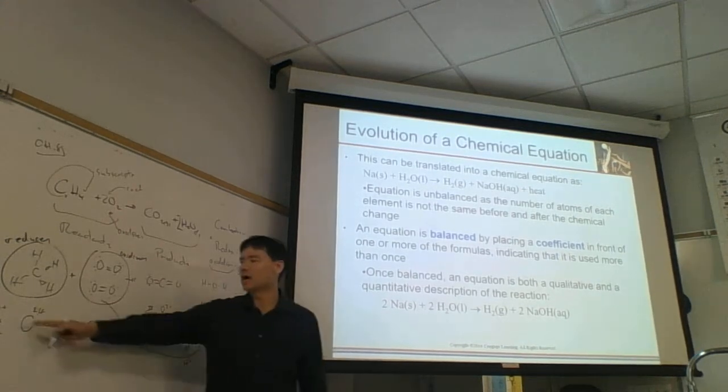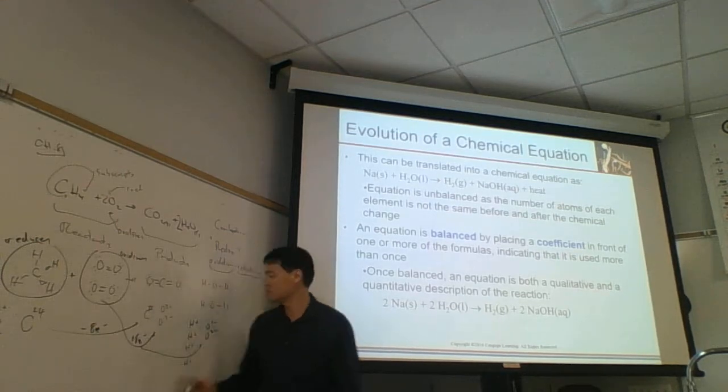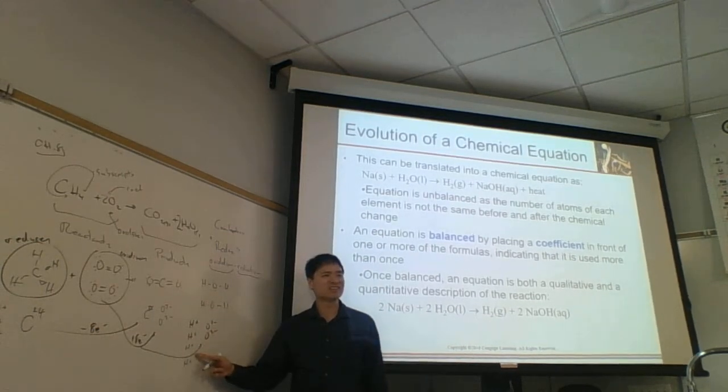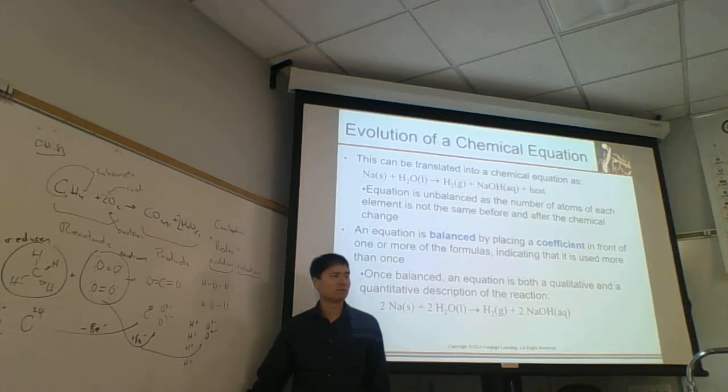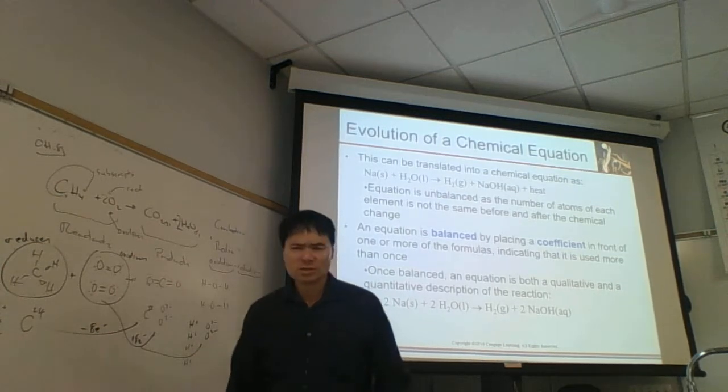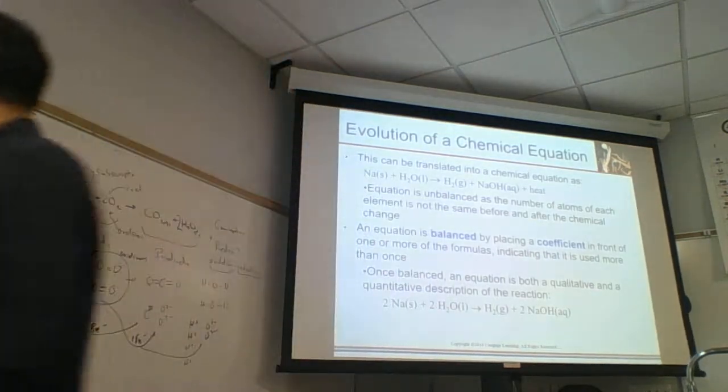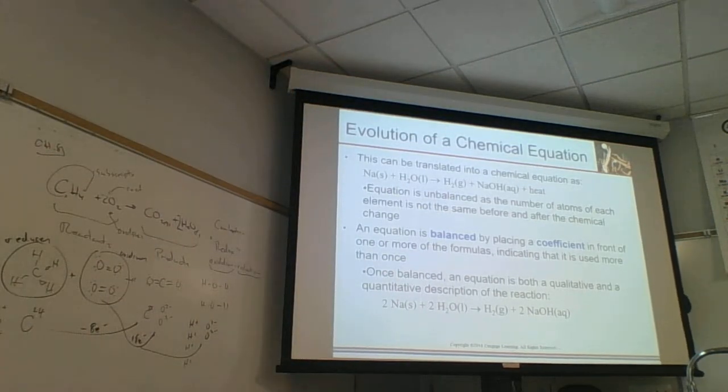Interestingly enough, look at the hydrogens before reaction. Look at the hydrogens after reaction. Did anything happen to the hydrogens? No. Nothing happened. And so let's take a look at this. What's the charge on sodium in this reaction? What's the charge on sodium on the left? The charge on the sodium on the left is 0. This is sodium metal, not sodium ion.